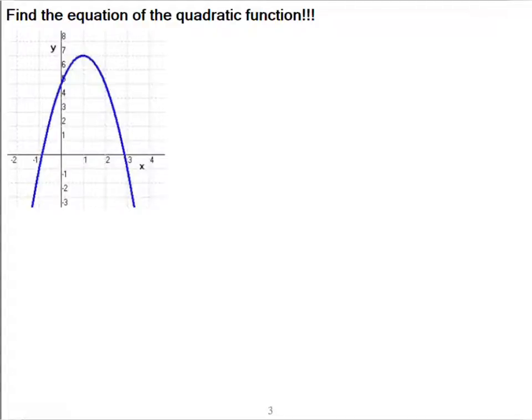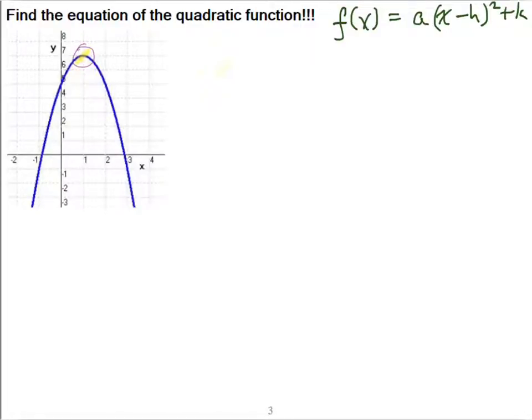Now, let's find the equation of the quadratic function. All right, remember, we're using the vertex form. That was what I said before, right? Vertex form is f of x equals a times x minus h squared plus k, all right? So we need to identify what our vertex is. So the vertex is the max or min, which is the peak or the valley of our parabola, which is right there, right? It's right in there.